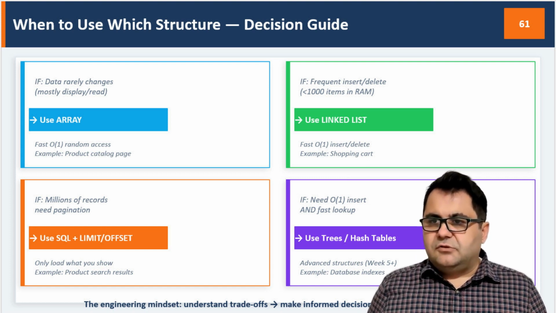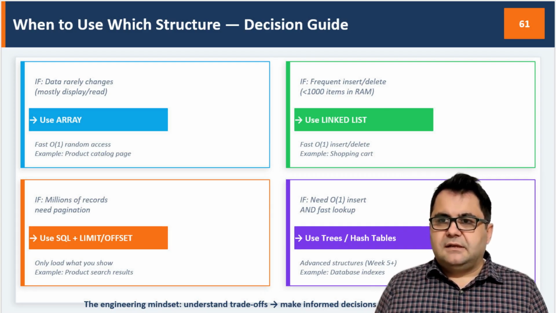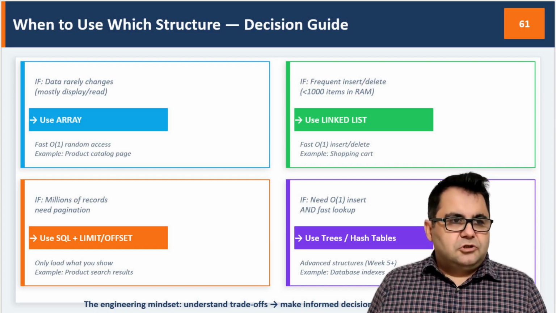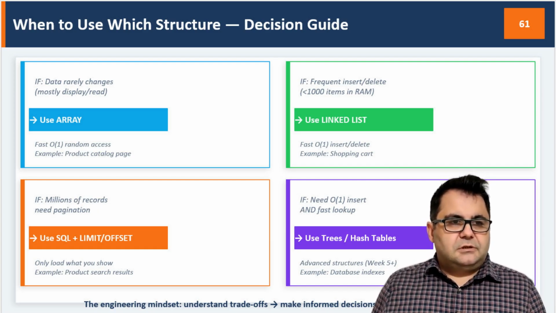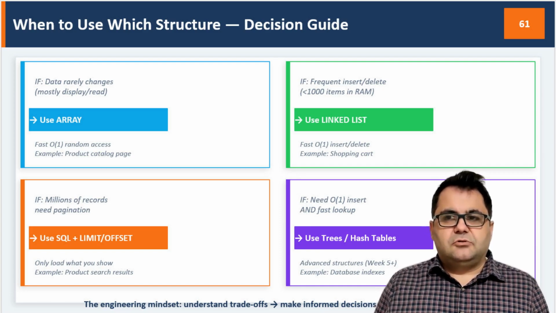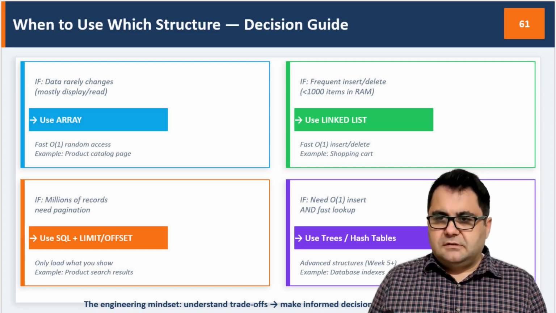If large, over 1,000 items, ask, in RAM or database? If in RAM, use a linked list, possibly with internal pagination or chunking. If in database, use SQL with limit and offset. Example: product search results with millions of rows. Database pagination is the only option.